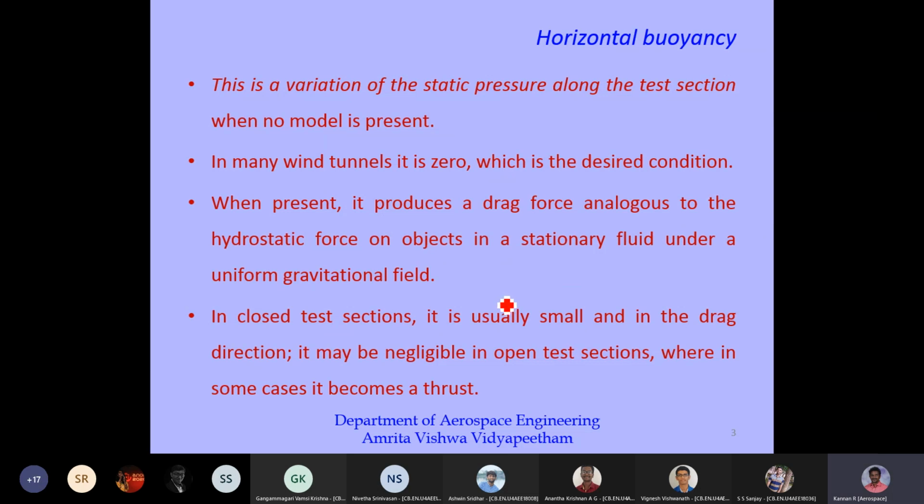In many wind tunnels, if you want to achieve a desired condition, the variation in static pressure along the test section should be 0. That is constant, that's what you are expecting. If there is a variation, that's also going to contribute to your drag production. That's what we are going to measure with your horizontal buoyancy. We will discuss more about the horizontal buoyancy in the coming classes.